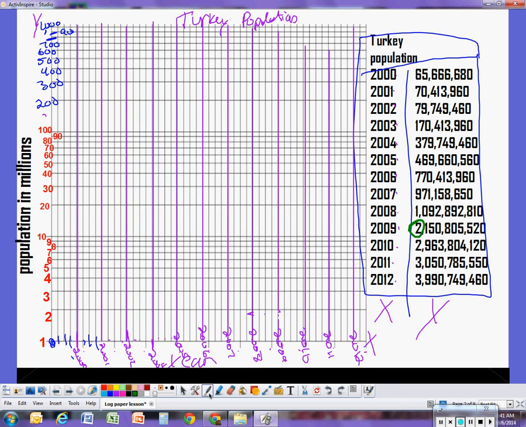So the first one in 2000, we had, oh no, our lowest number is 66,000. Can you tell that it's been a year since I've done this? Yeah, it's been way too long since I've done this graph.